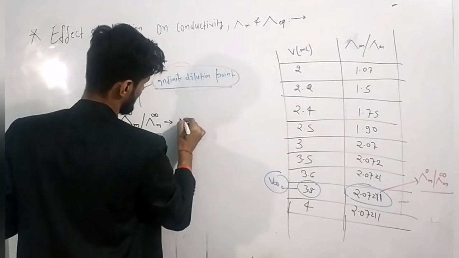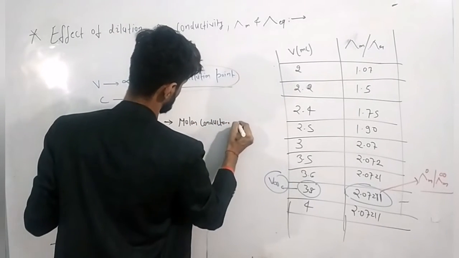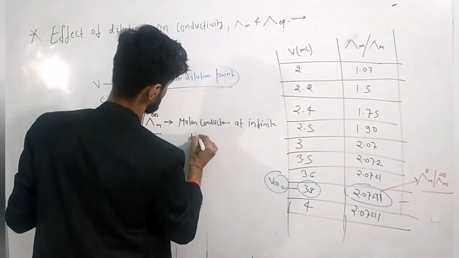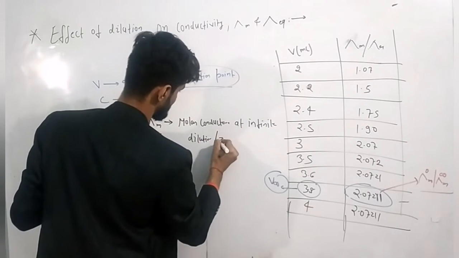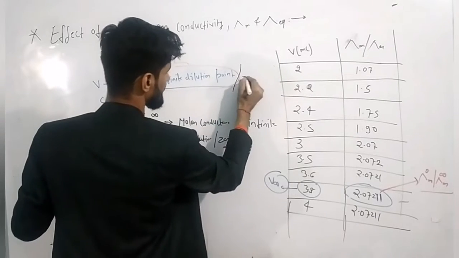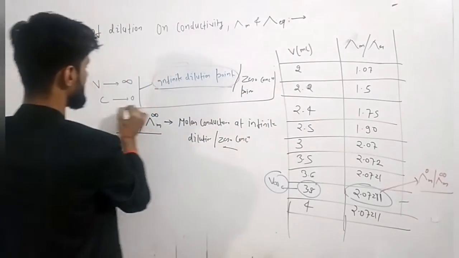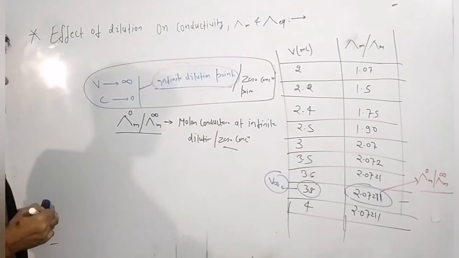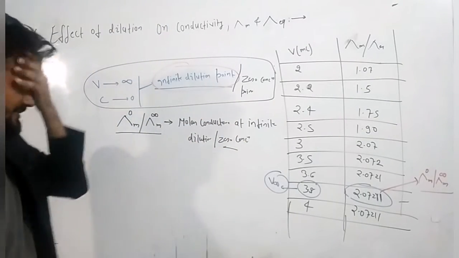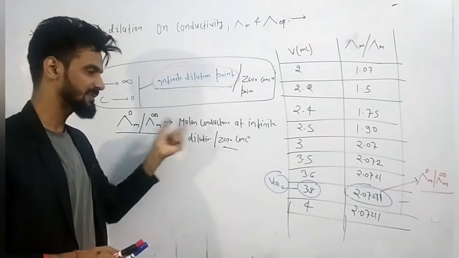It shows molar conductance at infinite dilution or zero concentration. I am writing that this point is called the infinite dilution point or zero concentration point. The meaning is the same. You don't have to be confused about whether it is the zero concentration point or the infinite dilution point. You just have to understand the basic things: what is the zero concentration point or infinite dilution point?